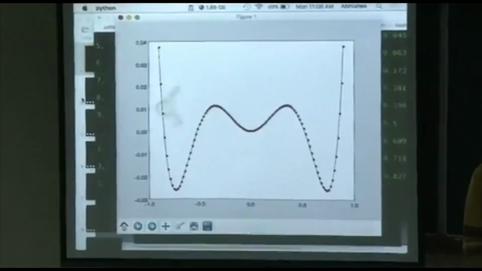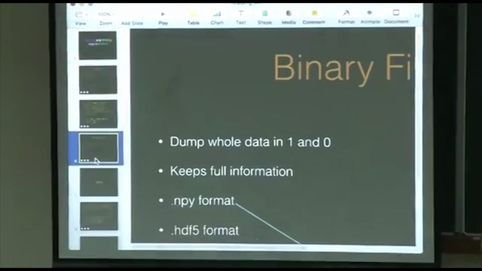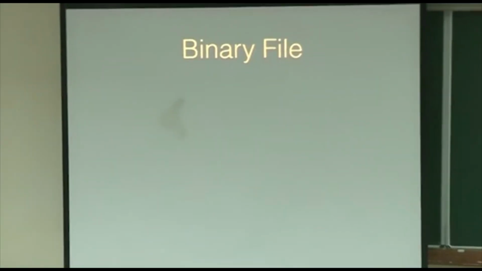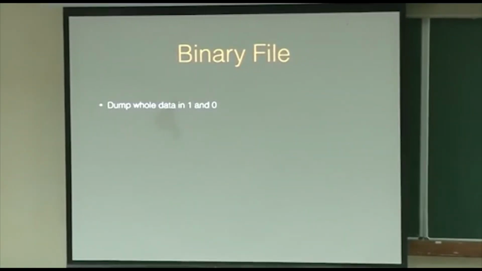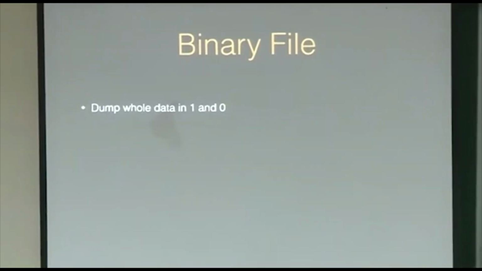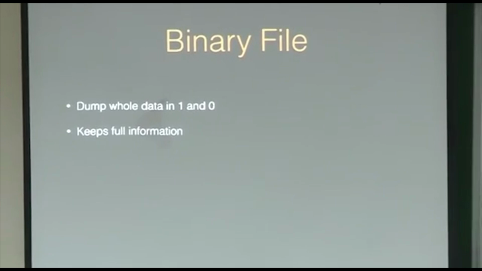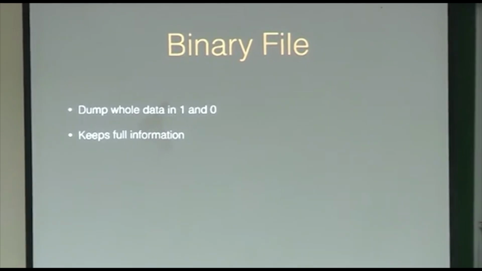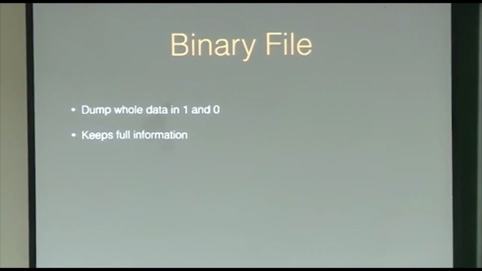Next is about binary files. Another format is to write in a binary file. In binary it dumps the whole data in ones and zeros. Computers understand the binary system, so it writes everything in ones and zeros, and it gives the full information of the data. I will give you an example to show how it gives the full information.